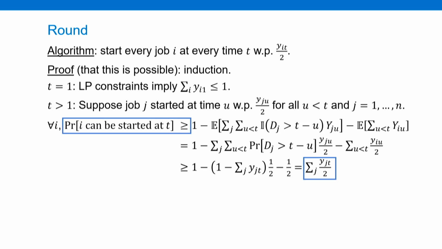So what have I done? I've shown that the chance that every job i can be started at this time t is at least this, assuming my induction hypothesis. So now I need to try to complete the induction.